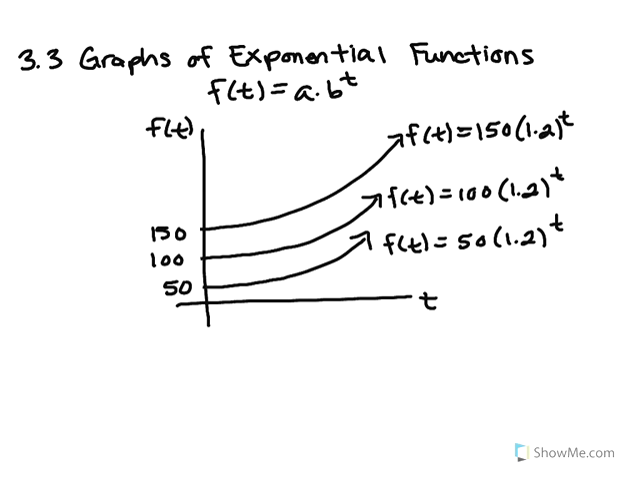Let's take a look at these three functions. The first one being 150 times 1.2 to the t, and then 100 times 1.2 to the t, and then 50 times 1.2 to the t. Notice that the b, or in this case the growth factor, since that number is greater than 1, is all the same. They're all growing at the same rate. The only part that's different here is the a term, or the initial value.